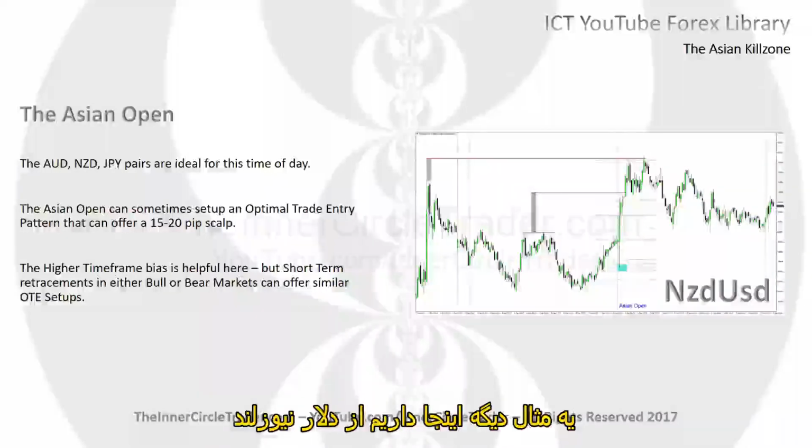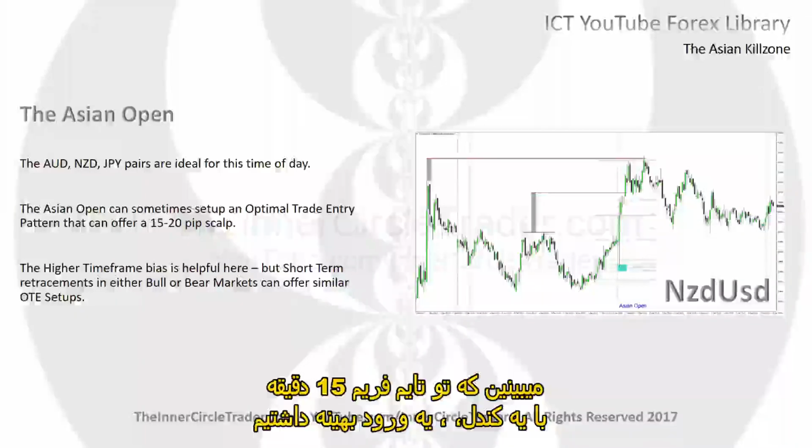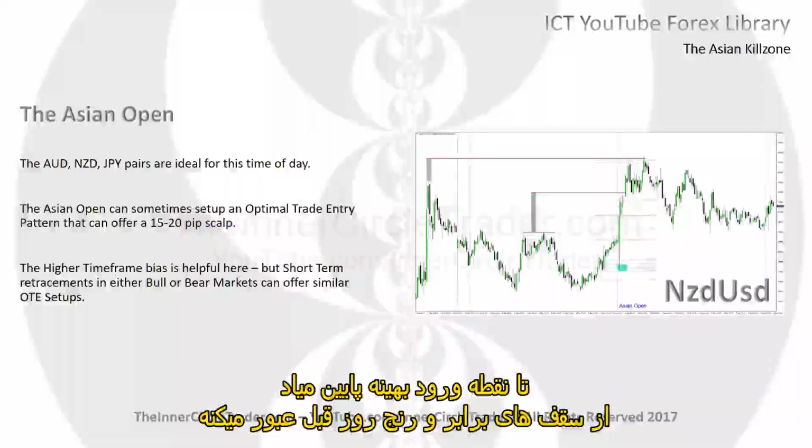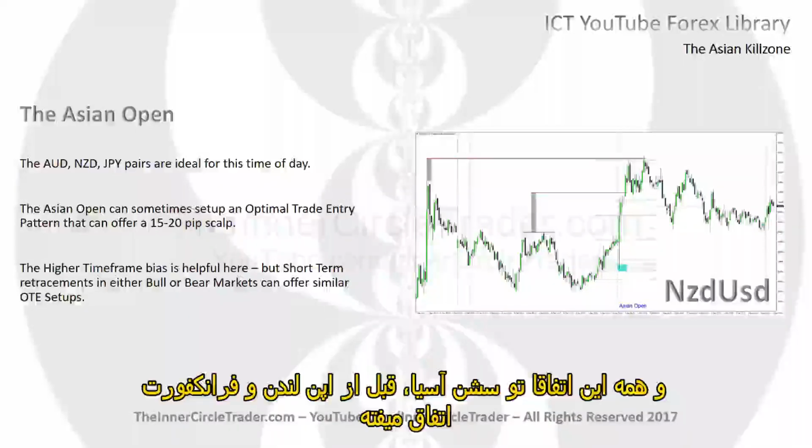Another example here, the New Zealand dollar, again, very similar. In this one, you can see the optimal trade entry comes down with just one singular candle on a 15-minute time frame. It comes down, gets an optimal trade entry, runs equal highs in the previous day's range, and ultimately runs all the way up to the previous Friday's high. Now, this is all done during the Asian session prior to Frankfurt Open or London Open.